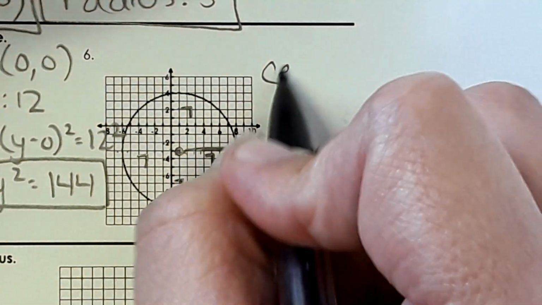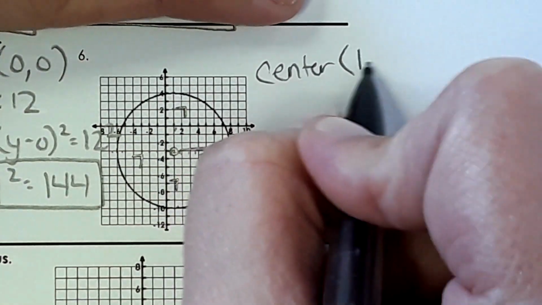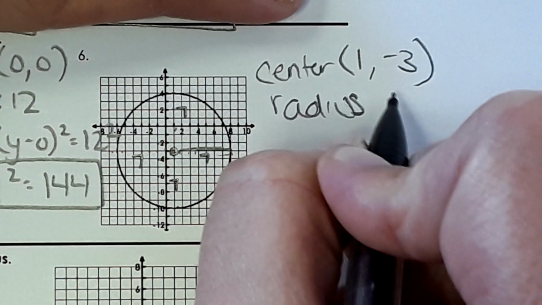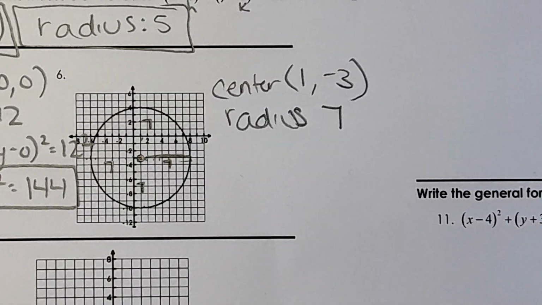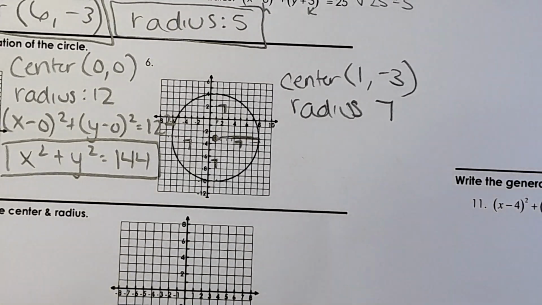So the center is at 1, -3, and then the radius is 7. Could you go back for 1 second? Okay, and then once you have those numbers, you can plug it into the equation.